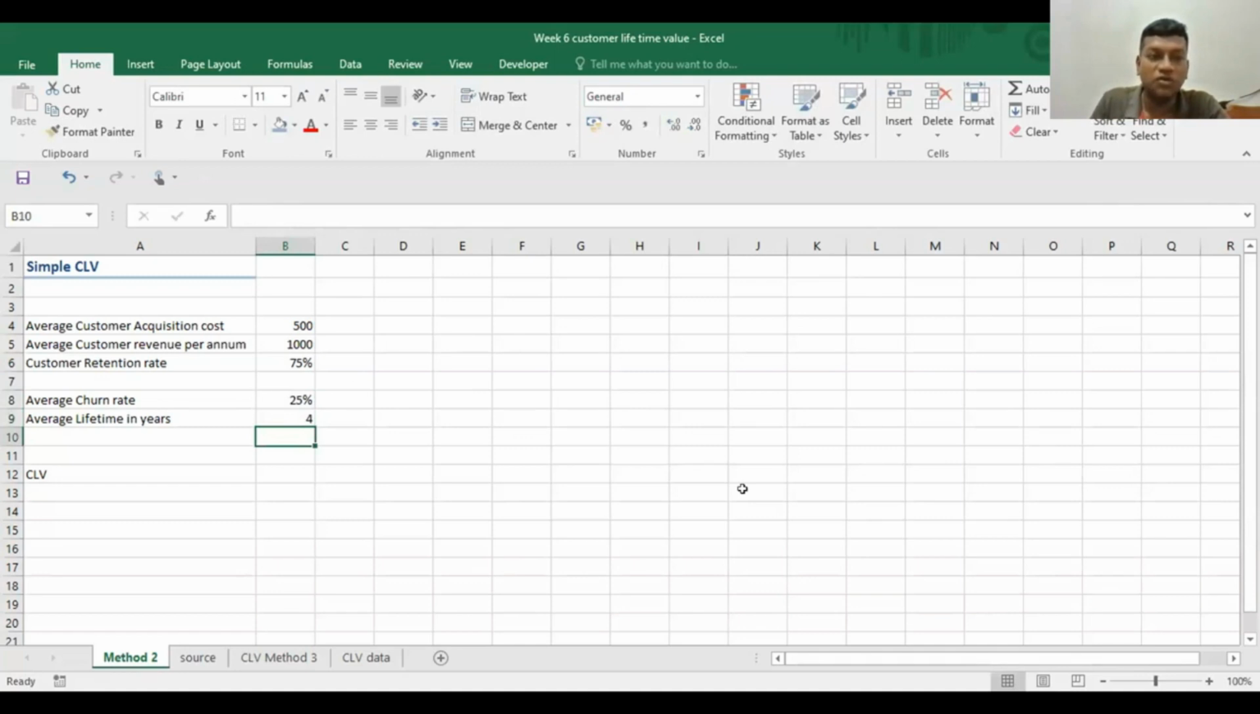So in 4 years, you will lose all the customers, or let's say the average lifetime of the customer is 4 years. And once we have these two figures, the customer lifetime value is nothing but the average customer revenue per year multiplied by the number of years you're going to keep him, which is average lifetime in years, and you deduct the customer acquisition cost. That is 500. And that is 3,500.